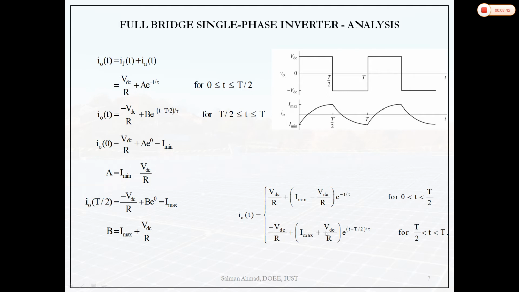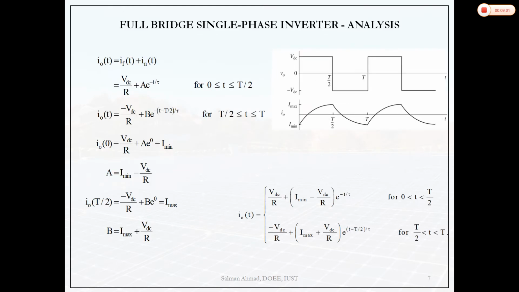Now for the next half period, the expression for the output current will be minus VDC upon R plus I max plus VDC upon R, times e to the power minus (t minus T by 2) upon tau. So this is the complete expression for the output current.